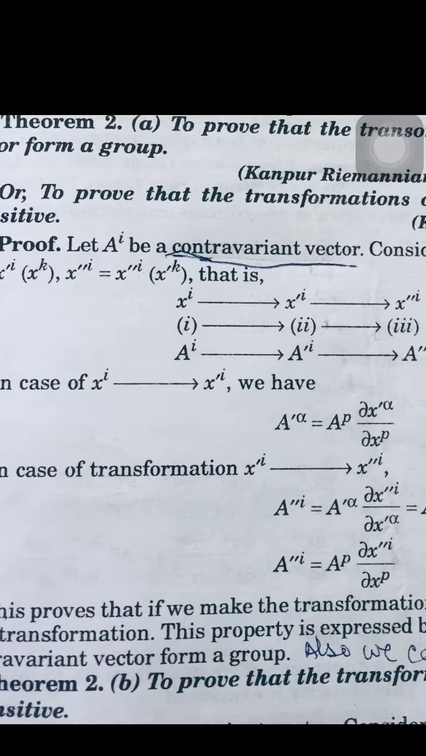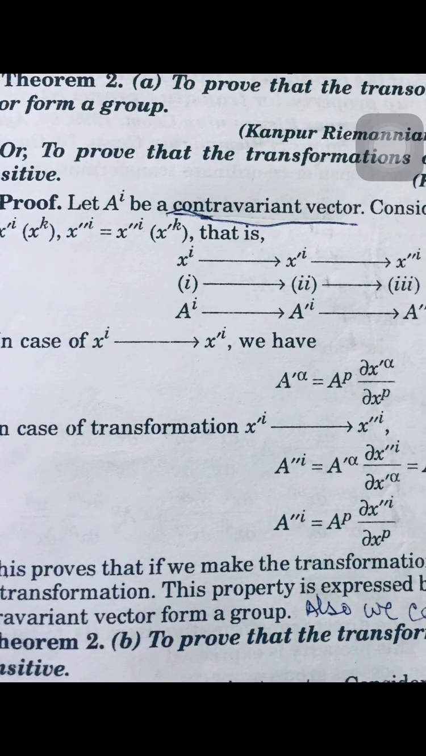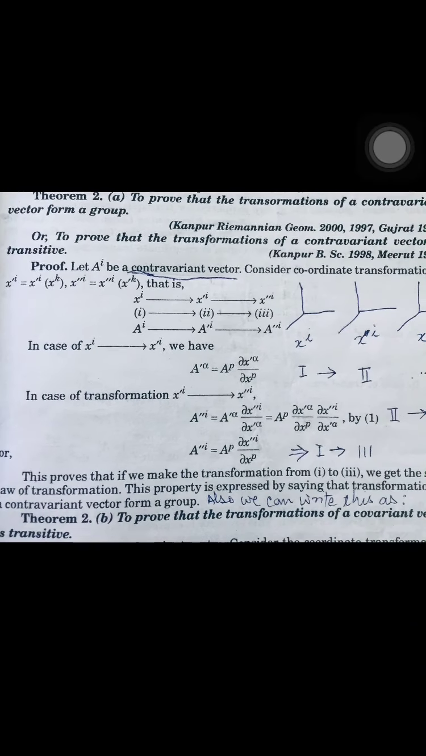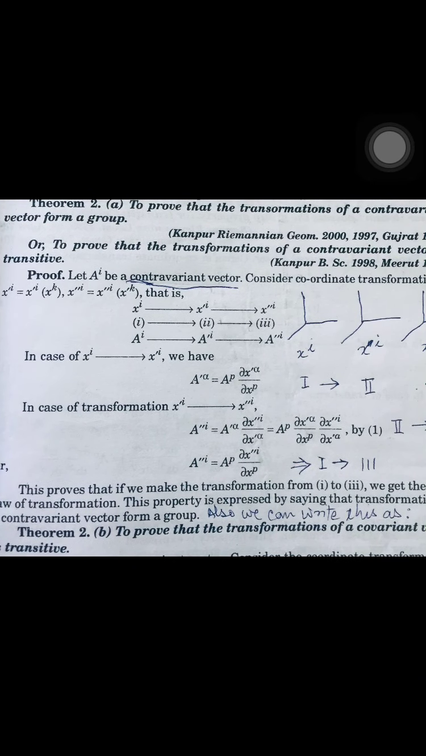The important thing is that you can also prove this for covariant and for mixed order tensors. So this is the question which we use for either covariant, contravariant or mixed order, the same question for both the group property and the transitive property. So this is a theorem which is useful for all types of tensors.